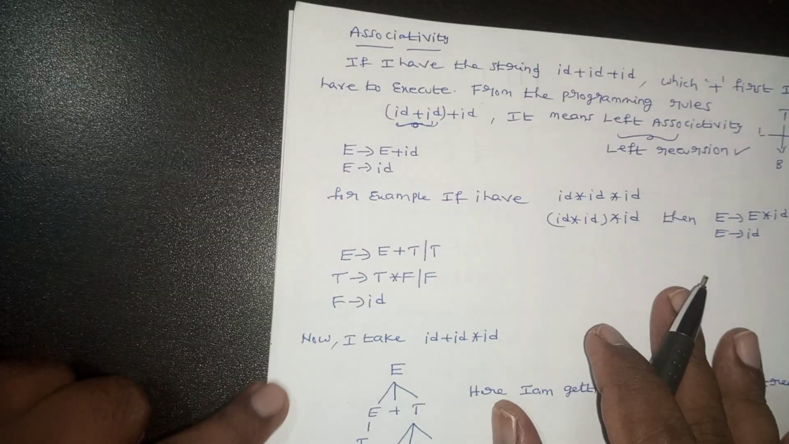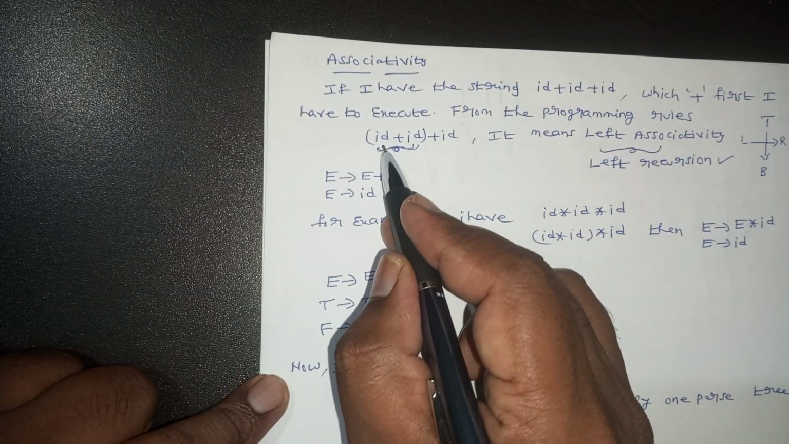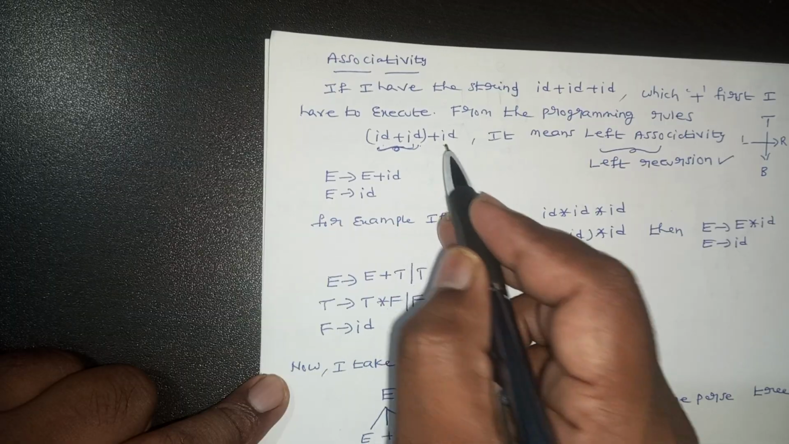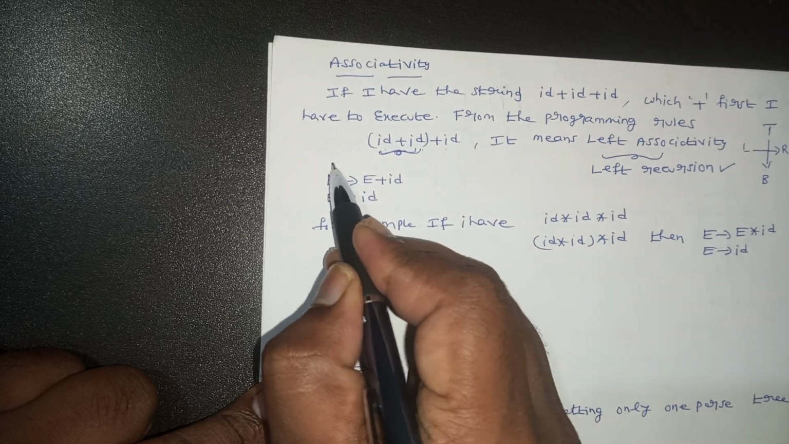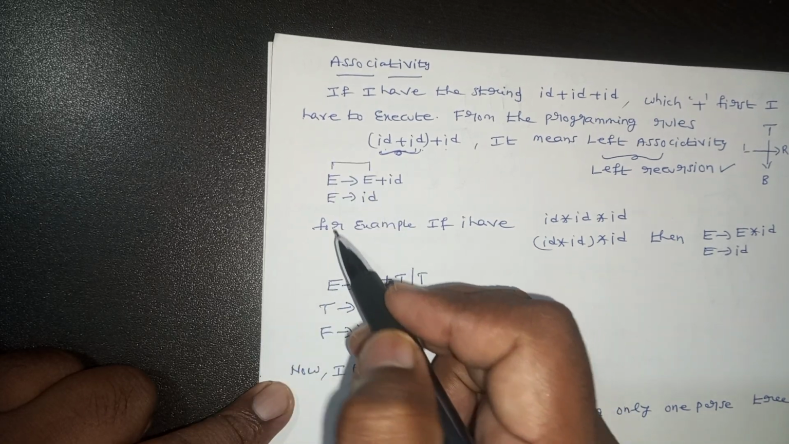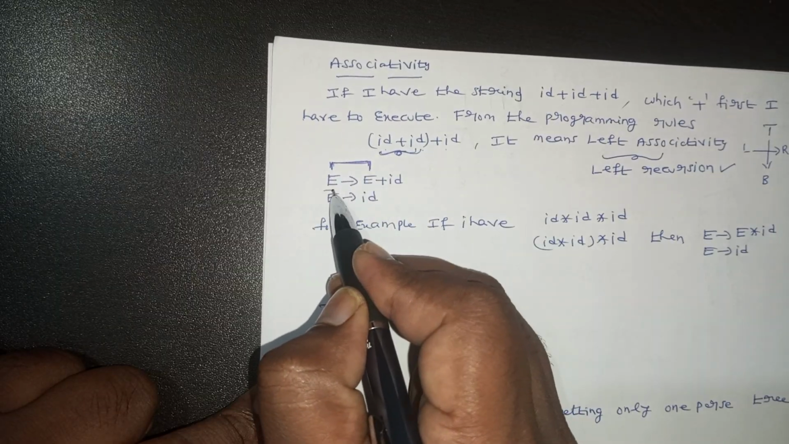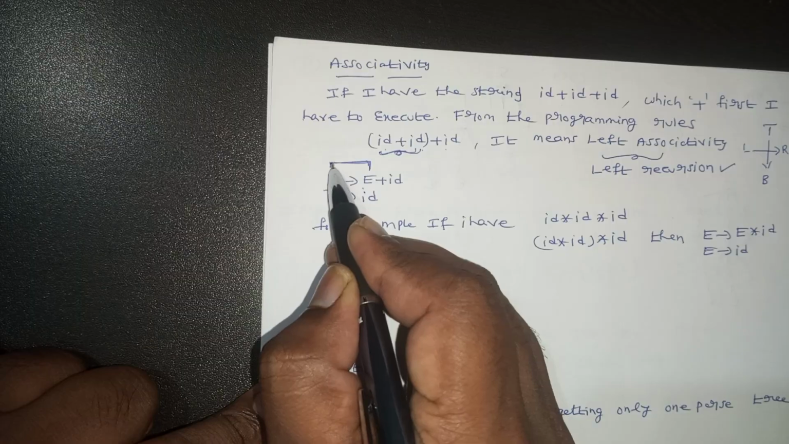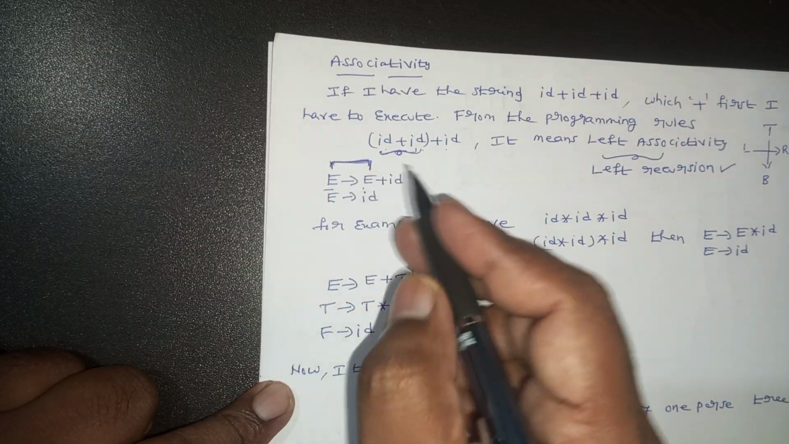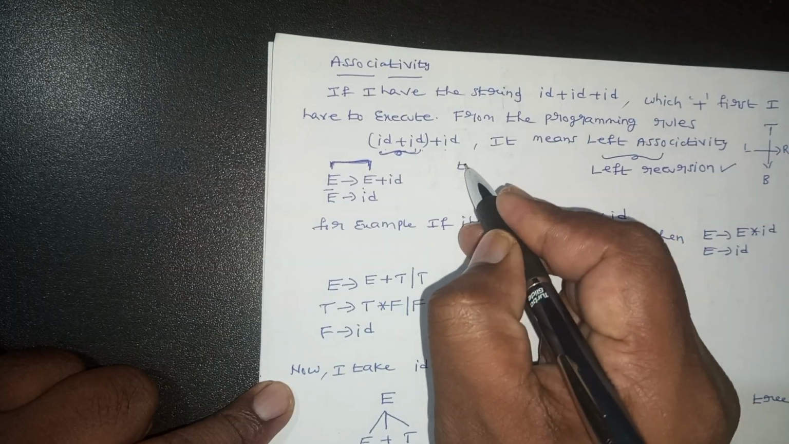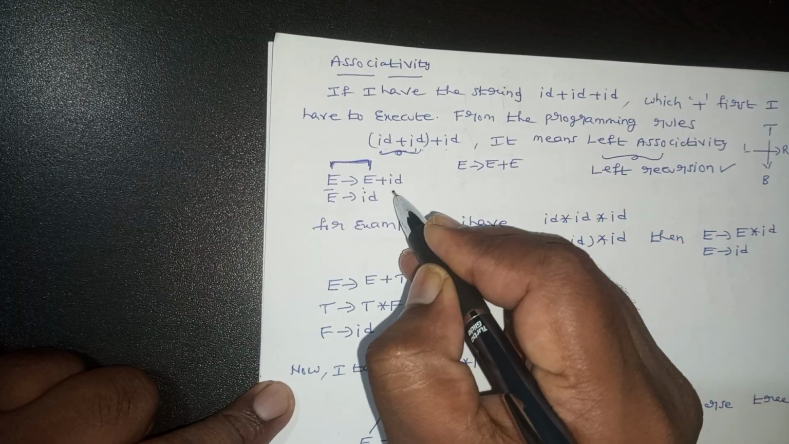Now I am taking this string for convenience, id plus id plus id. Left recursion means, listen: these two must be the same, this and this. This is the LHS and this is the RHS. So this is called left recursion. Then you update the production. I'm writing here: E tends to E plus E.